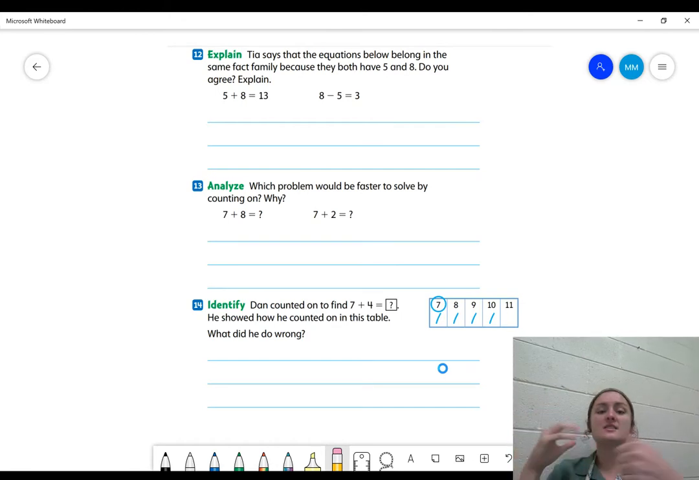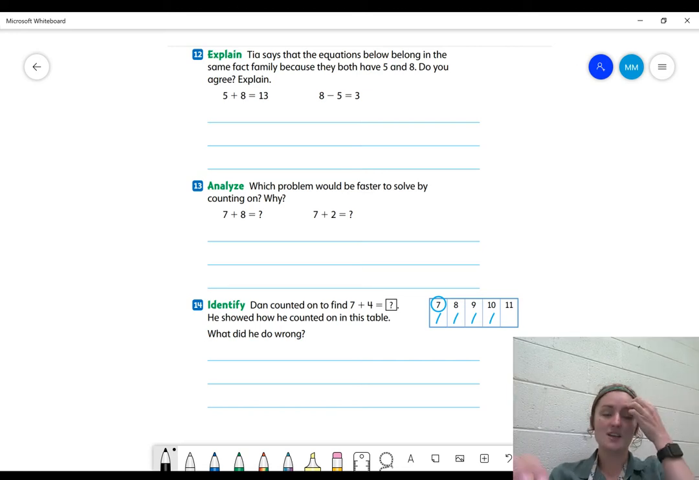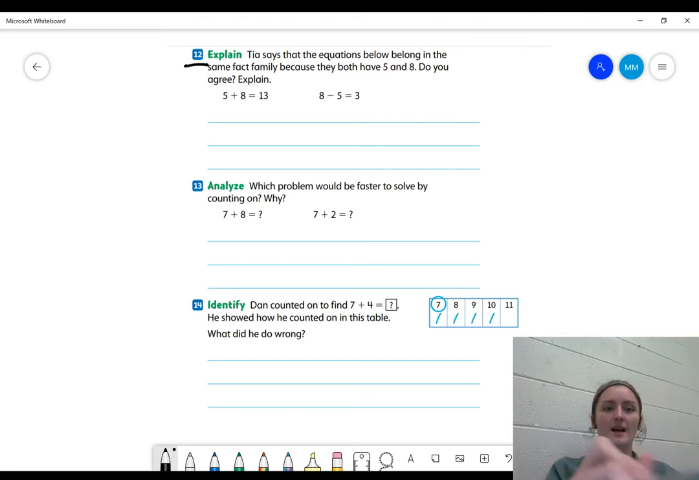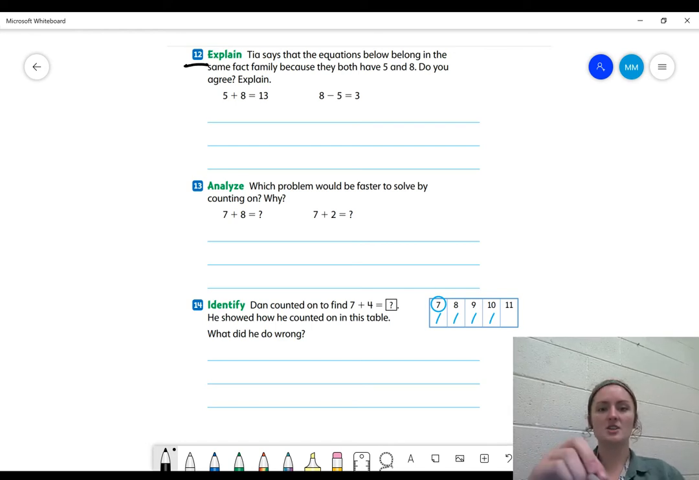All right, so today's math lesson is only going to be one page because we are going to have to do some explaining. So I am going to work out the problems, but you will have to use your words to explain your work. So let's go ahead and get started on number 12. It says, Tia says that the equations below belong to the same fact family because they both have 5 and 8. Do you agree? And explain. That's where you would write your answer.